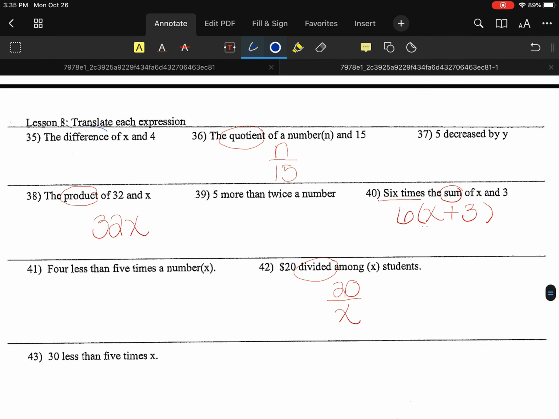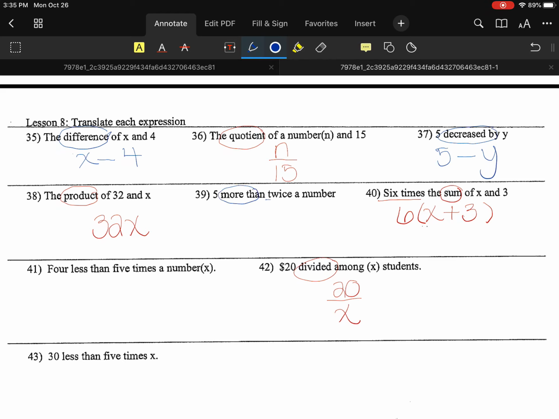35, we're going to translate. Difference is subtraction, so I'm going to start by putting a subtraction sign, and it's the difference of x and 4, so x minus 4. 37, 5 decreased by means to get smaller, which is subtraction. 5 decreased by y would be 5 minus y.